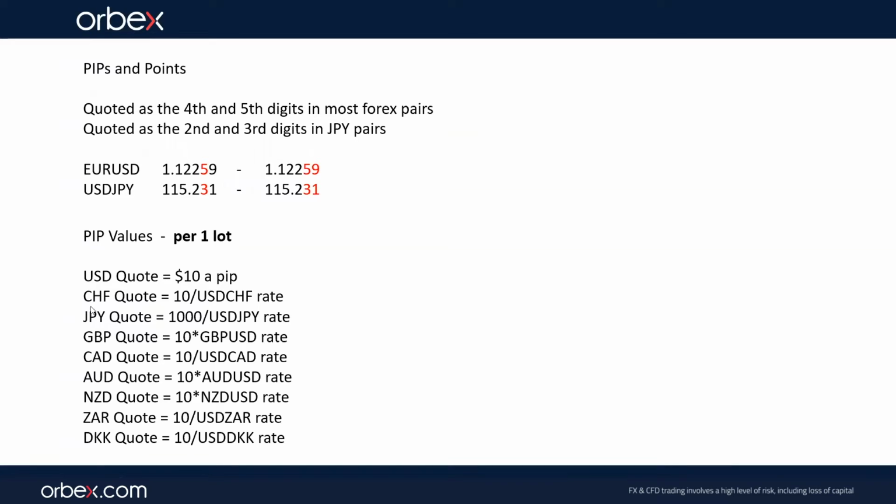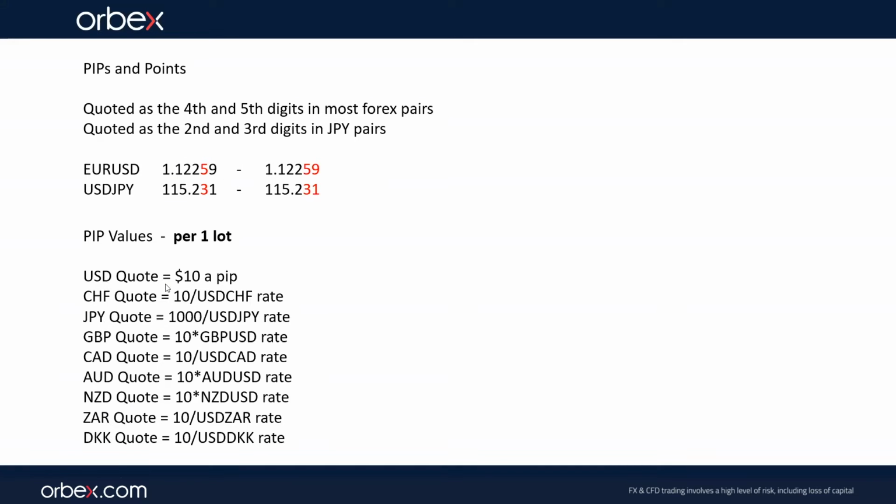So if we're trading dollar Swiss, where the Swiss currency is the quote, then the calculation is 10 divided by the dollar Swiss rate. The yen is 1,000 divided by the dollar yen rate. And you get the general idea for the rest of the currencies. So this is why pip values can change quite dramatically or quite unexpectedly, because we are relying on a calculation for the rest of these currencies.